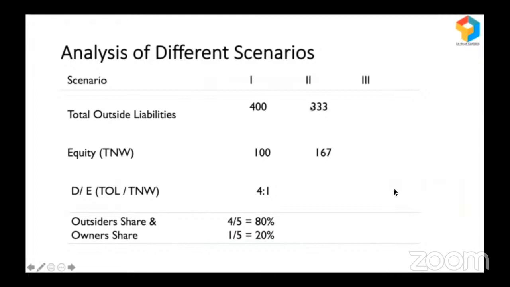If you take the debt 333 and divide it by equity of 167, you get the debt equity ratio as 2. We express it as 2:1. It means for every 1 rupee contributed by the owners, this business is borrowing 2 rupees. It means if this business is raising 3 rupees, 2 out of 3, that is 2/3, that is 67%, is coming from outsiders, and 1 out of 3, that is 33%, is coming from owners.